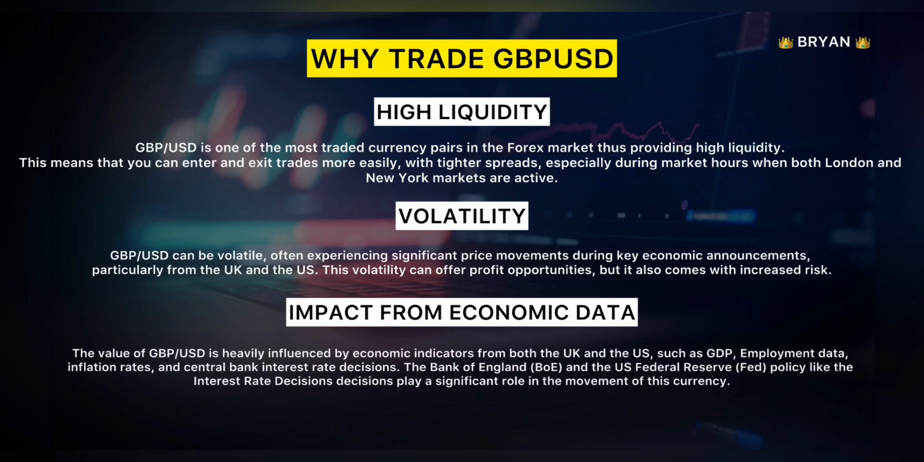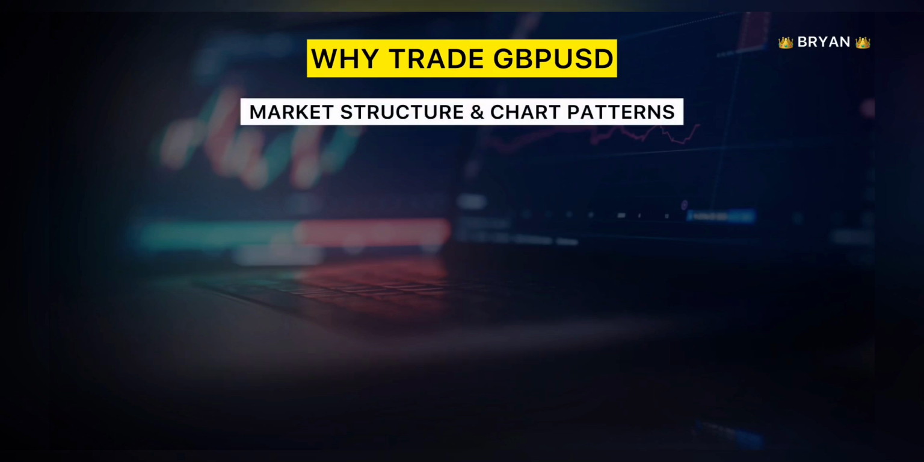Impact from economic data. The value of pound sterling to US dollar is heavily influenced by economic indicators from both the UK and the US, such as GDP, employment data, inflation rates, and central bank interest rate decisions. The Bank of England, BOE, and the US Federal Reserve, Fed, policy, like the interest rate decisions, play a significant role in the movement of this currency.